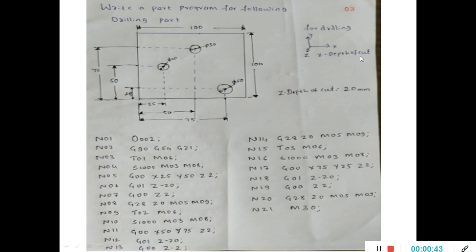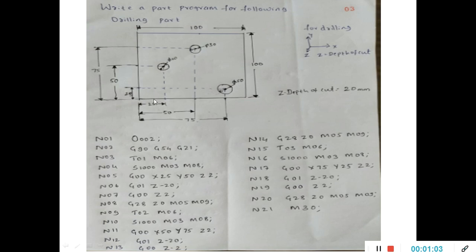Okay, so you have seen the drilling machine. The drill bit is penetrating into the work surface, so that is nothing but the depth of cut. The value of z is the depth of cut, and for this particular operation the depth of cut is given as 20 mm. So the tool should be moved inside the workpiece by 20 mm.